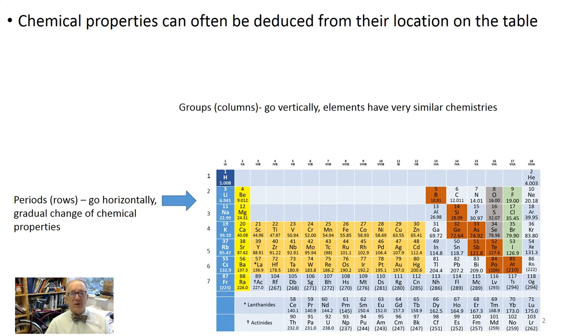The groups or columns go vertically, up and down. There the elements have very similar characteristics. So the first group, hydrogen through francium, is group 1 or 1A; group 2, or 2A, is beryllium through radon; group 3A or 3B is scandium through actinium, for example. Those are the groups.